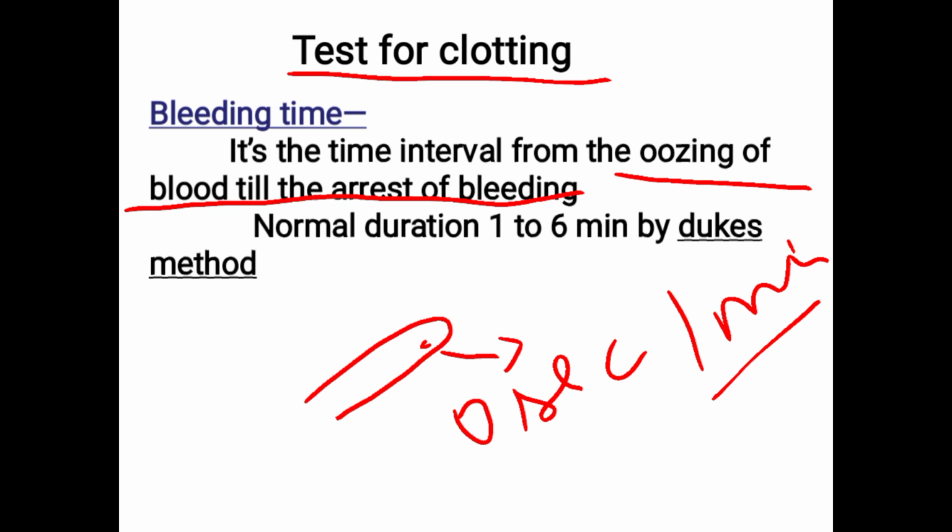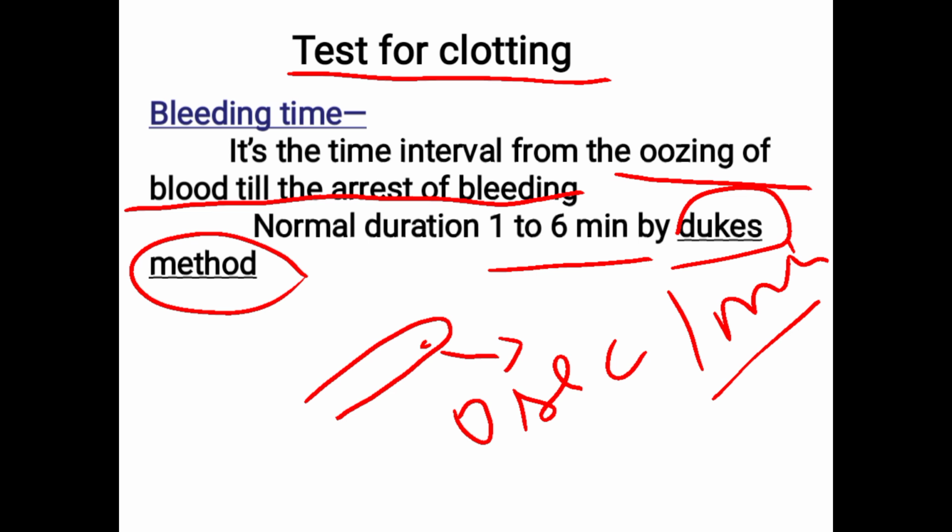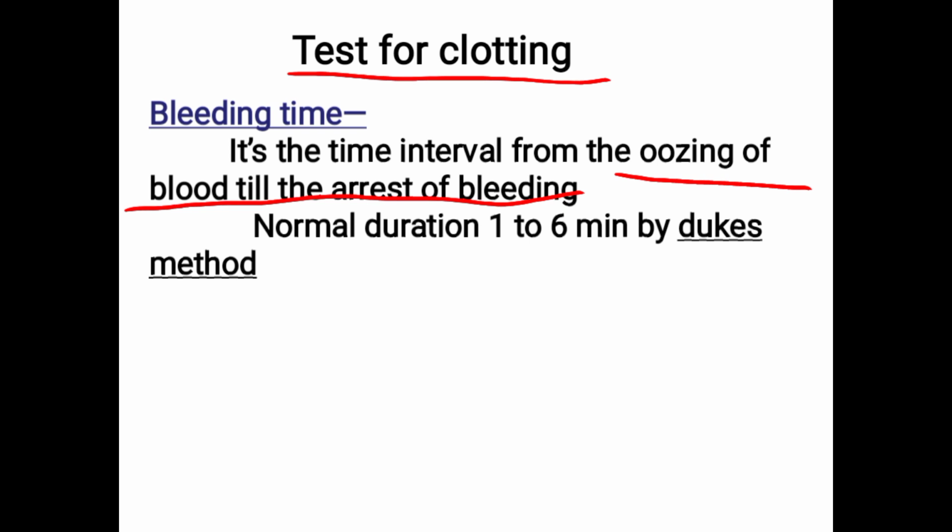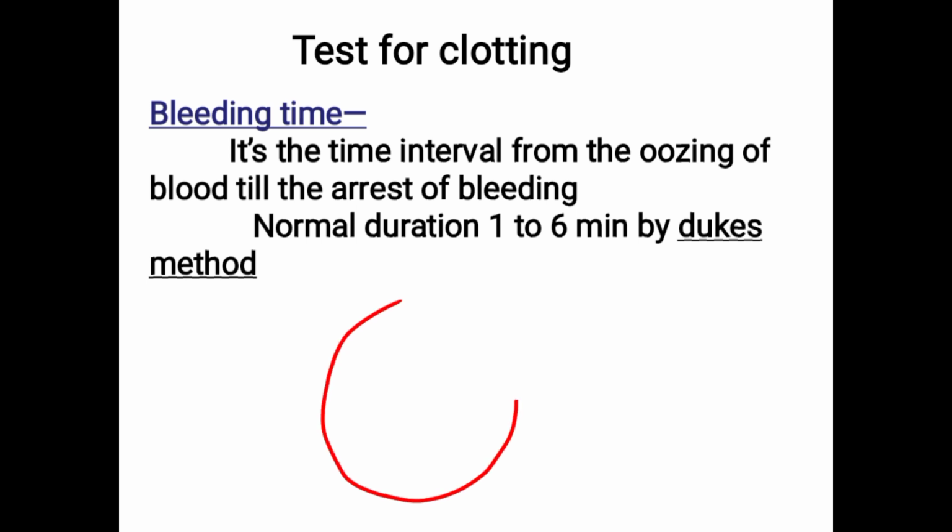We are doing the Duke's method. Under Duke's method, the normal duration is 1 to 6 minutes. Here you have to take one blotting paper. You have to prick your finger and blot it on this paper. You have to touch this paper, so the blood stain will form.